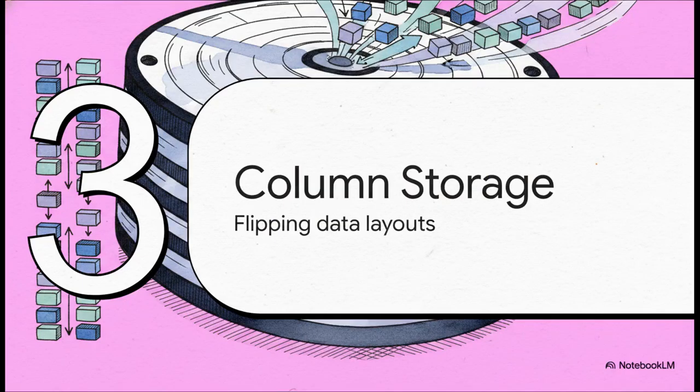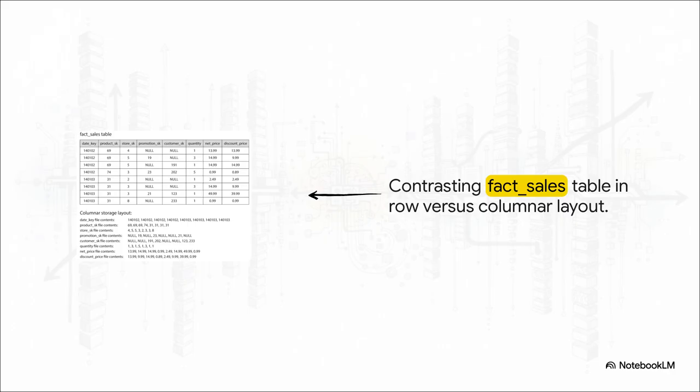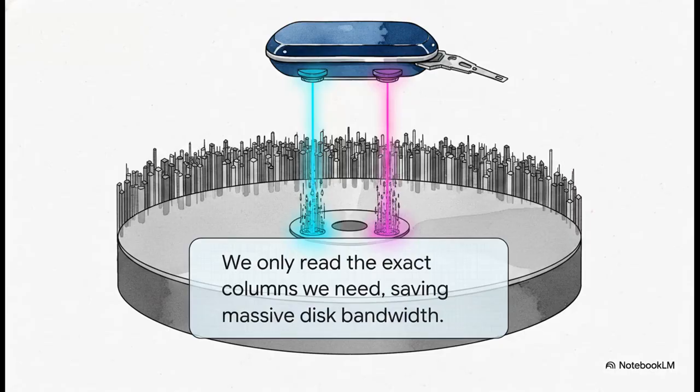Let's move to section 3, enter column-oriented storage, flipping our data layouts. Take a look at the fact_sales table at the top of this diagram and compare it with the columnar layout right below it. Notice the shift? Instead of storing all the values from one row side by side, a column-oriented layout completely flips this. It stores all values from the exact same column together in a single file. So all your date keys are bundled in one file, all your product keys in another, and all your quantities in yet another. The immediate performance win here is just monumental.